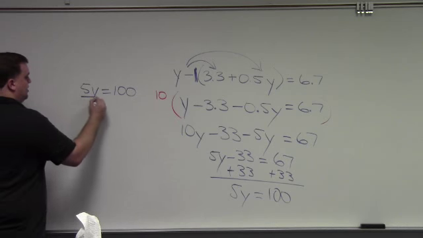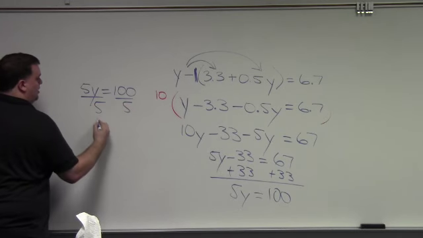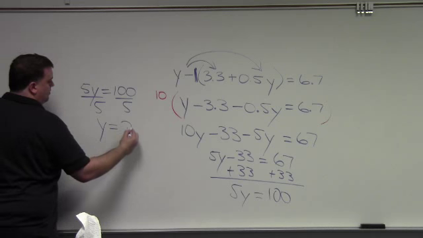Divide by 5. And what's 100 divided by 5? 20.